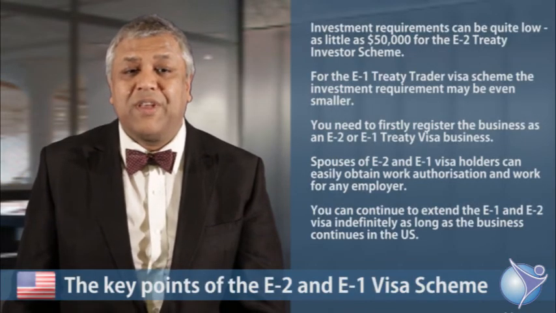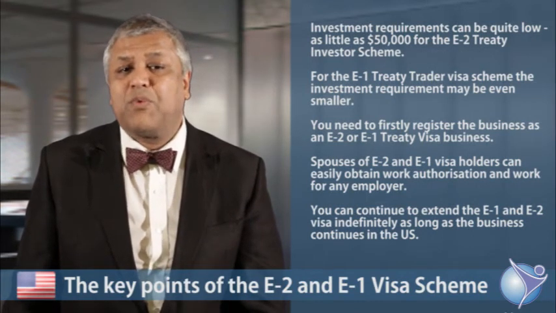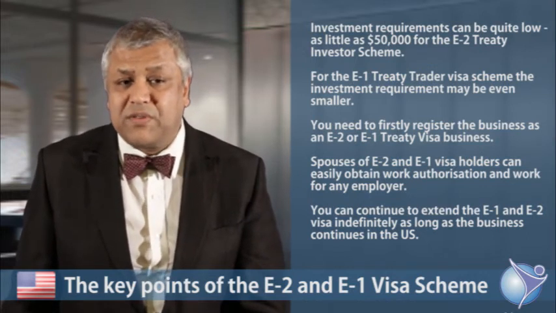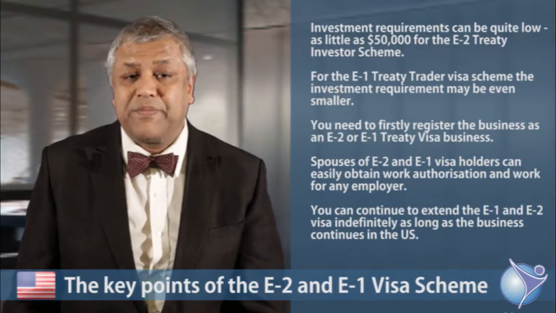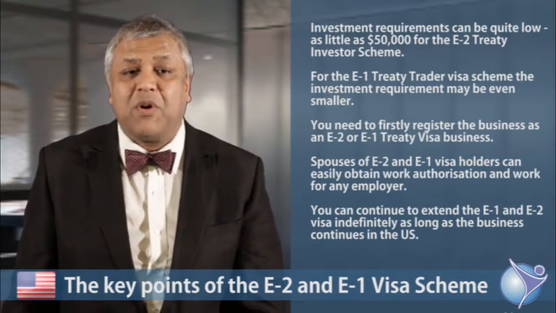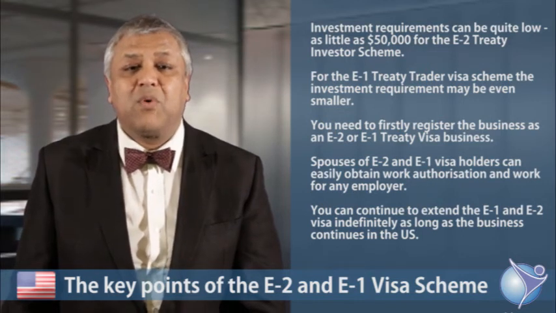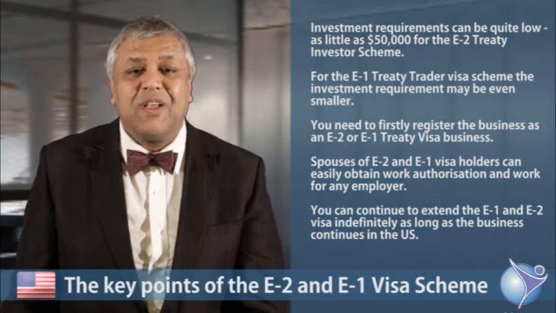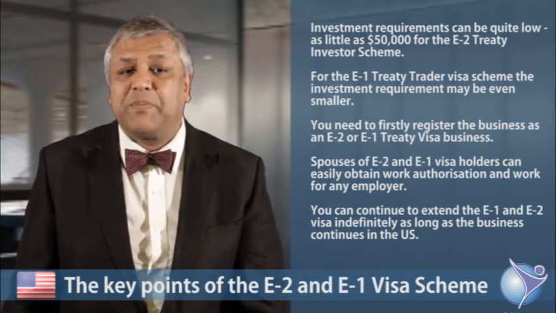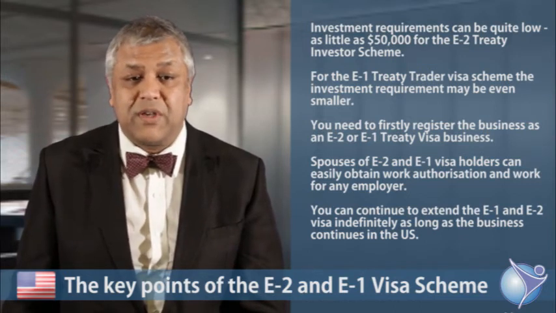The key points of the E-2 and E-1 visa scheme are as follows. Investment requirements can be quite low, perhaps as little as US dollars 50,000 for the E-2 Treaty Investor Scheme. It is not always necessary to make the full investment for the E-2 Treaty Investor Scheme before applying. For the E-1 Treaty Trader Visa Scheme, the investment requirement may be even smaller as it is based on substantial trade, not investment. You need to firstly register the business as the E-2 or E-1 Treaty Visa business. This can be a difficult process.